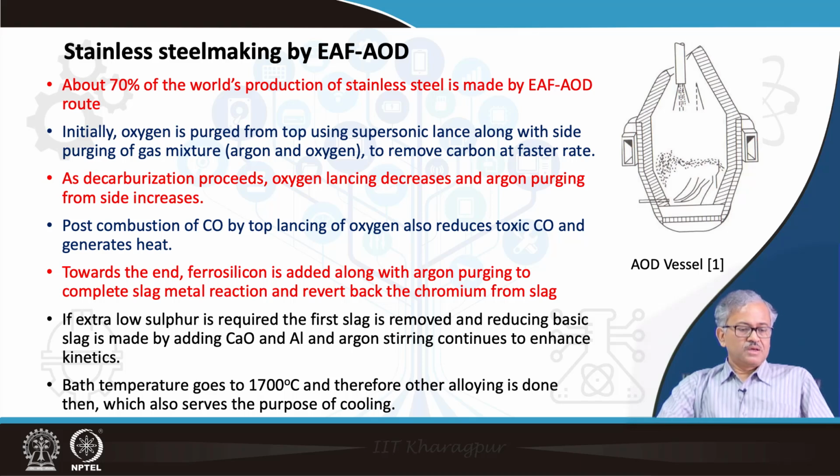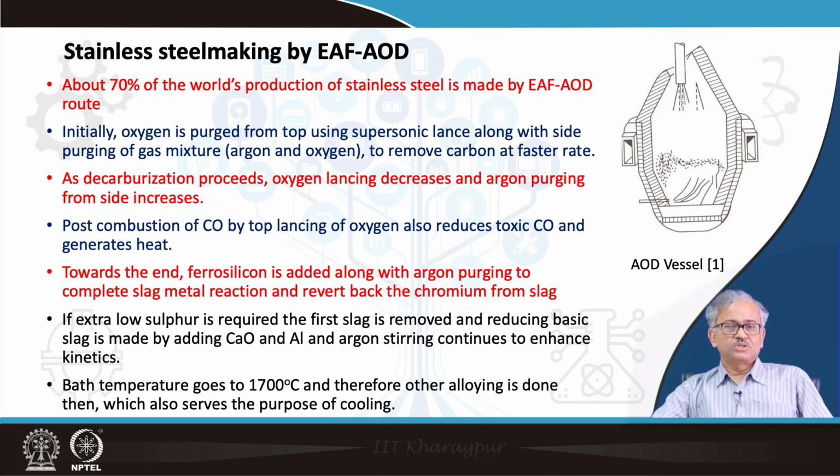Initially, the oxygen is purged from the top. Initially means when you start the process, when the carbon in the bath is very high, you start the oxygen from the top such that you can emulsify the process and carry out the decarburization at a much faster rate. At that time, from the side also you stir the bath, with argon as well as oxygen.